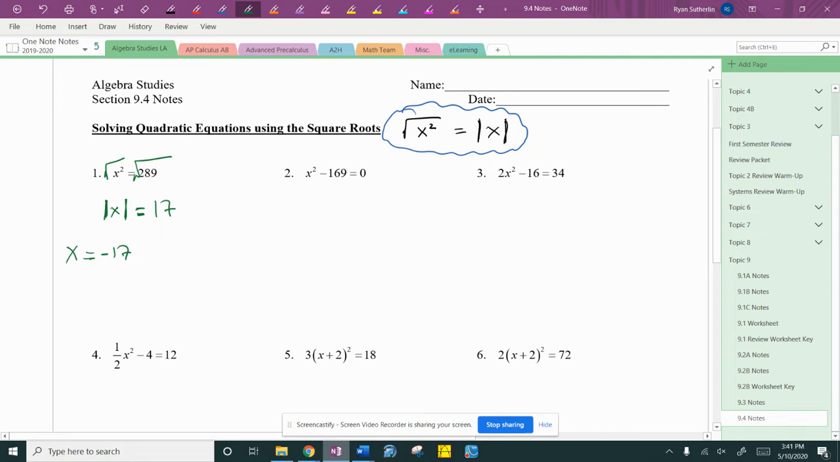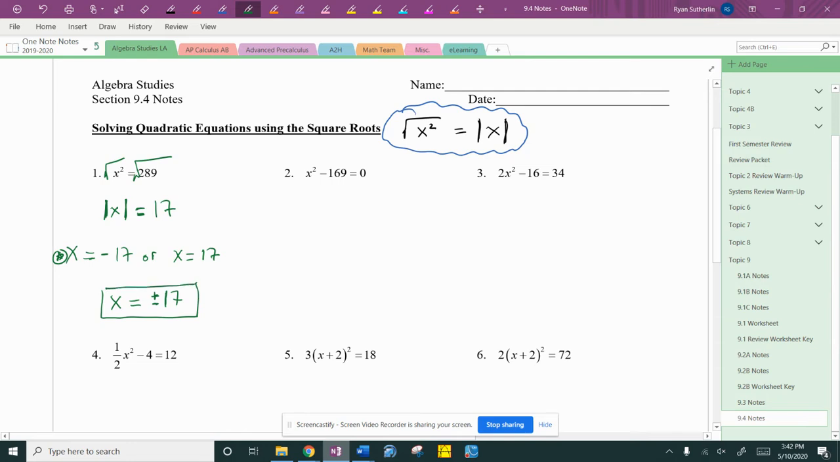X could be negative 17 or x could be positive 17. And then to make that a little shorter, what we do is we use this symbol. Instead of doing this line right here of work, we can jump from the absolute value of x equals 17. That means x is plus or minus 17. There are two answers to this question.